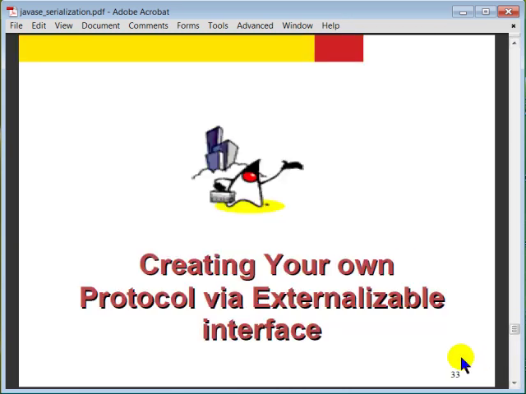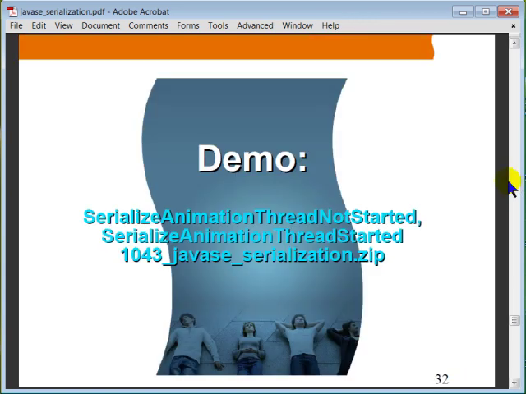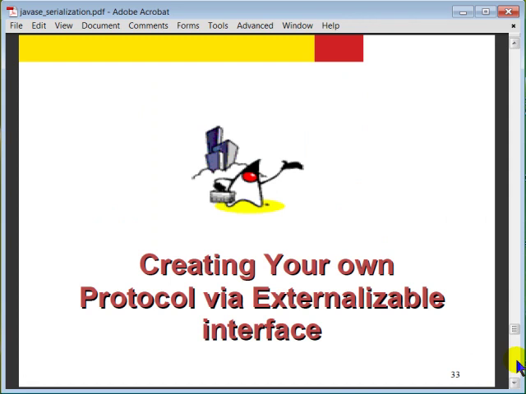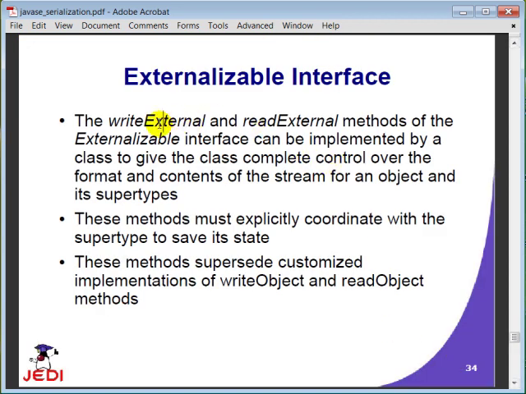So what we have seen so far is that we are writing our own read object and write object behavior of the stream classes. Now, if you want to have total control, you can create your own externalizable implementation. You can provide the implementation of the externalizable interface. So basically, you are implementing the write external and read external methods of the externalizable interface, and you can do anything you want.